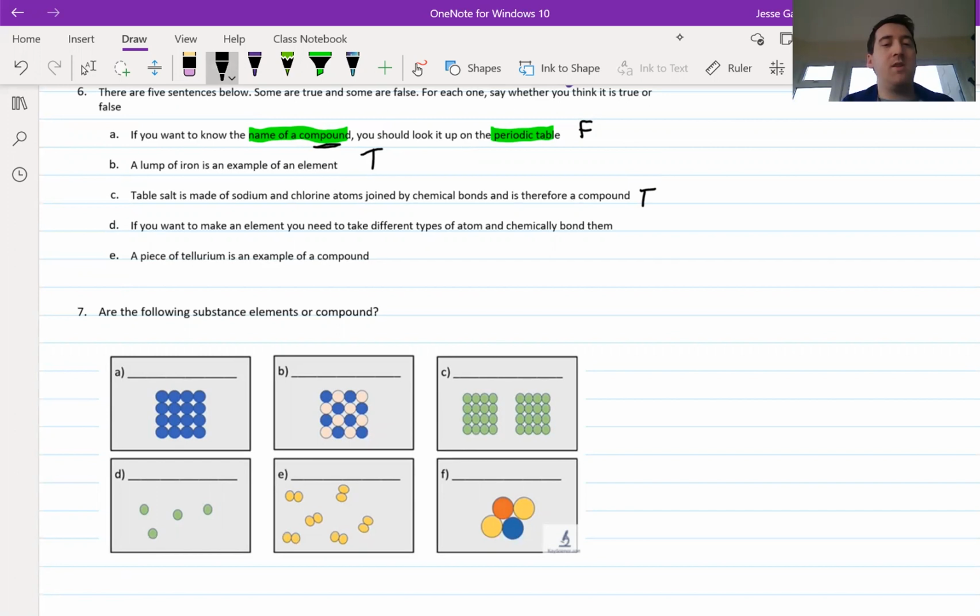If you want to make an element, you need to take different types of atoms and chemically bond them. Now that doesn't sound right. Different types of atom won't give me an element.